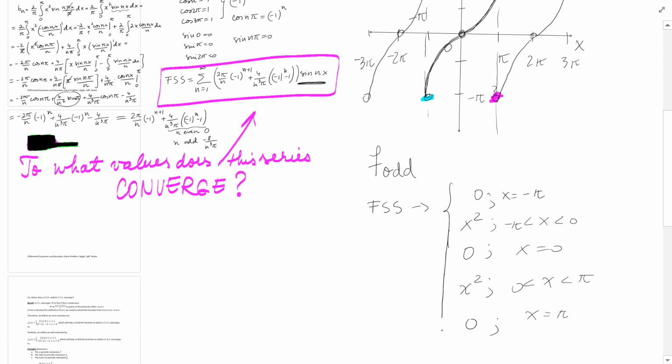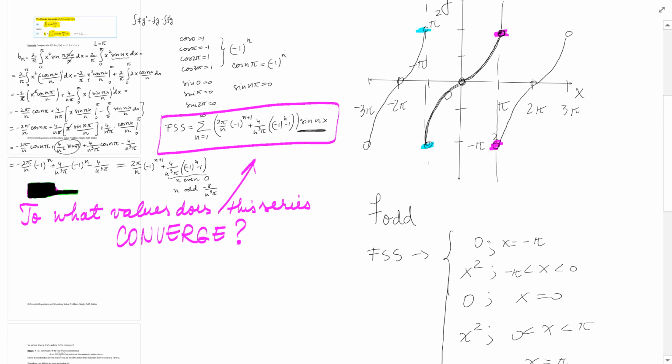And I have to make one correction. For x between negative pi and 0, the value that we actually have, or the function, is actually negative x squared.